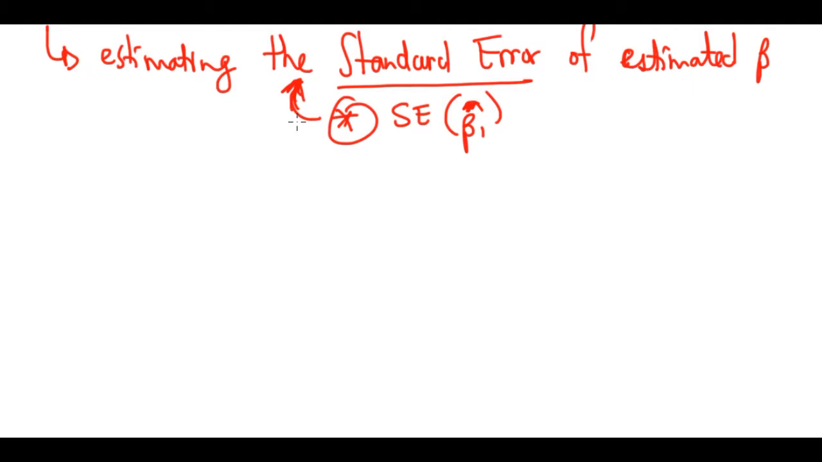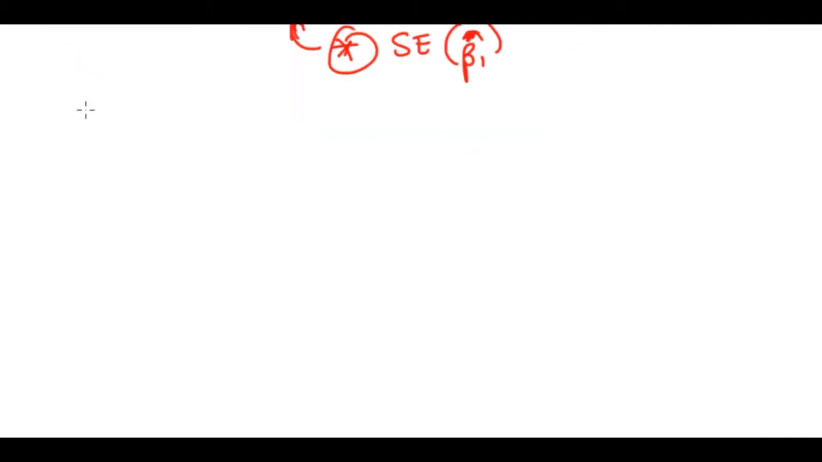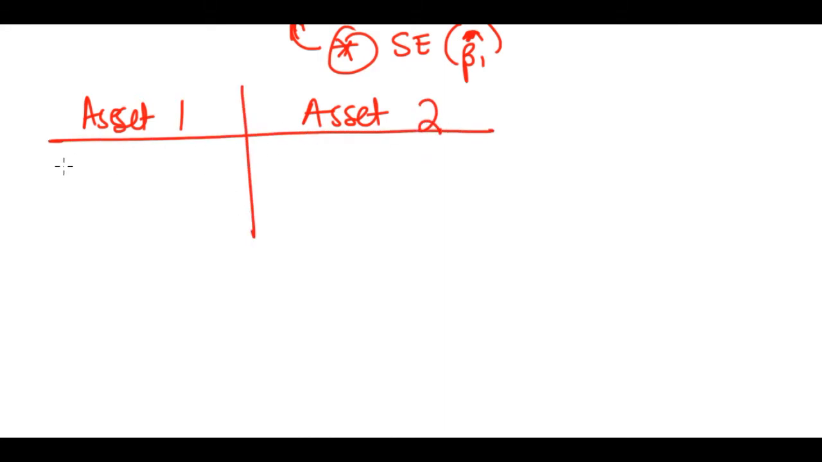So let's give an example. Let's say we want to invest a sum of money into two assets that yield returns. We have asset number 1 and asset number 2. The return on asset 1 is X, and the return on asset number 2 is Y. So X and Y are random quantities.